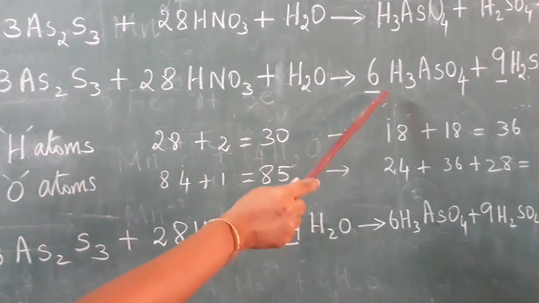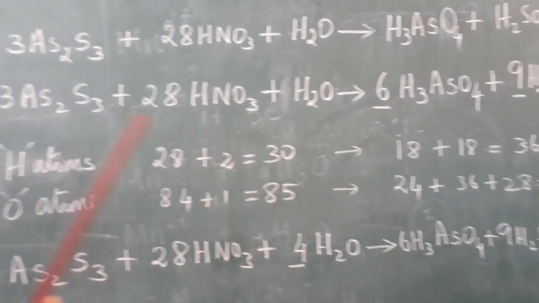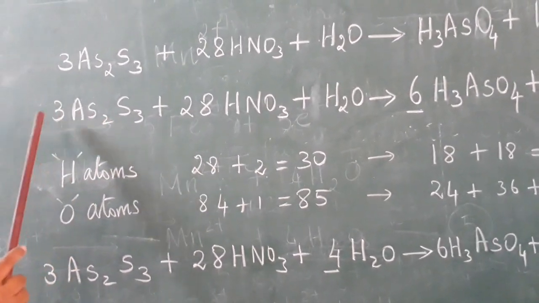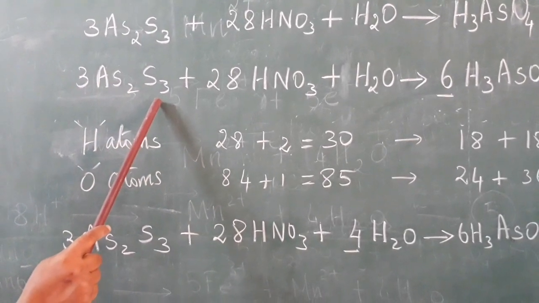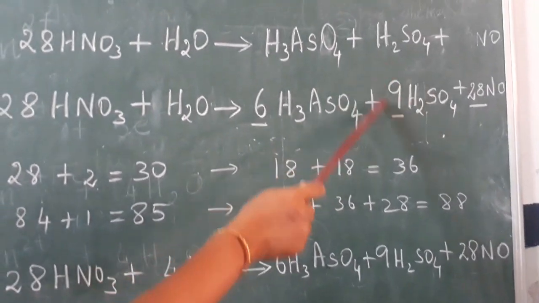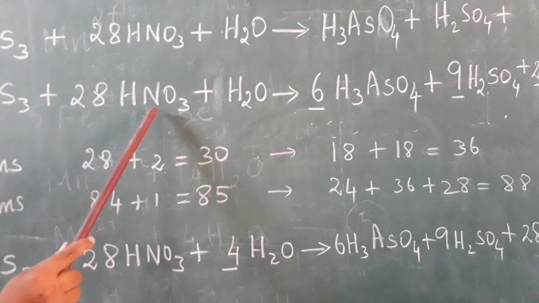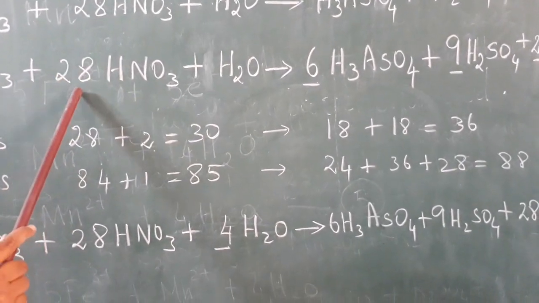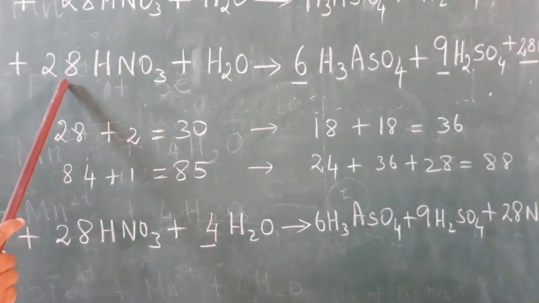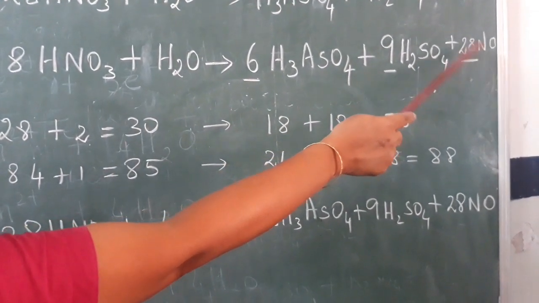So that I put here on the product side, 6. The next one, sulfur. How much sulfur is present? 3 into 3, 9. So I put 9 in front of the sulfuric acid. Next one, nitric acid, for nitrogen, in front of the nitric acid we have 28 moles. To balance that nitrogen, I put 28 in front of the nitric acid.